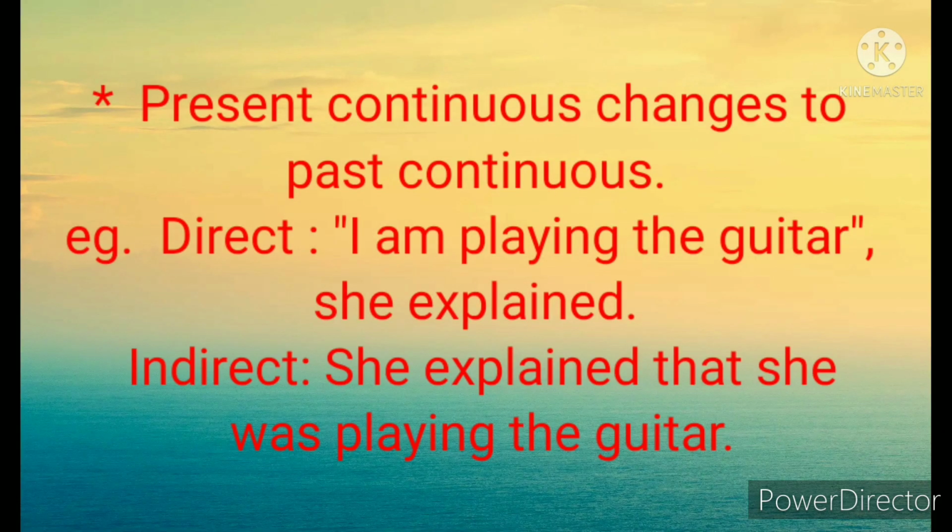Present continuous changes to past continuous. Example, direct speech. I am playing the guitar, she explained. Here, I am playing is present continuous and this is changing into past continuous, was playing, in indirect speech. So, what is indirect speech? It is, she explained that she was playing the guitar.